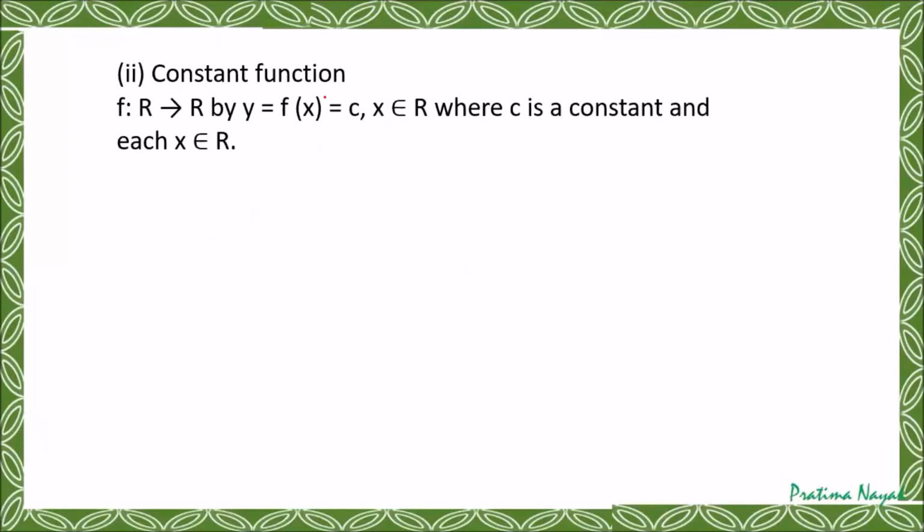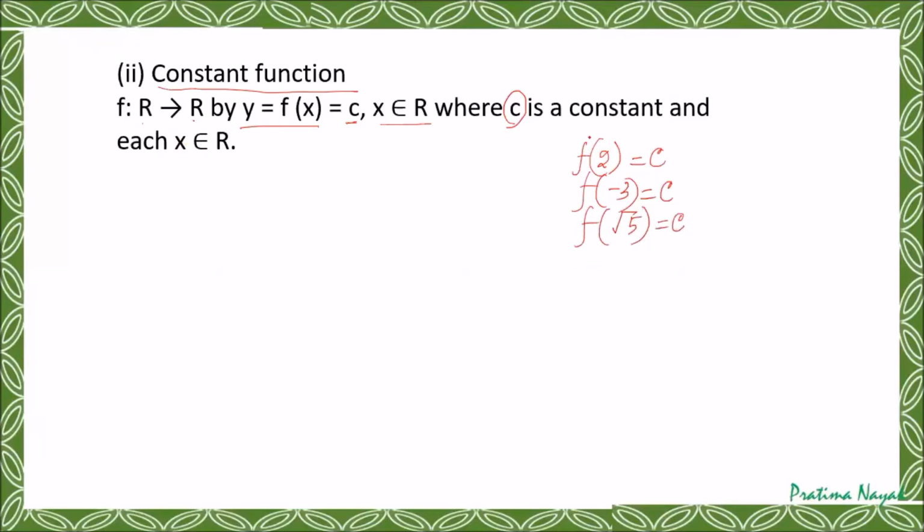Now coming to constant functions. Constant function is f defined from real numbers to real numbers, y is equal to f of x is equal to a constant, denoted as k or c, where x belongs to real numbers and c is a constant. So whatever value of x you put, it will always be a constant. So f of 2 is also c. If I take f of minus 3, this is also c. If I take f of root 5, that is also c.